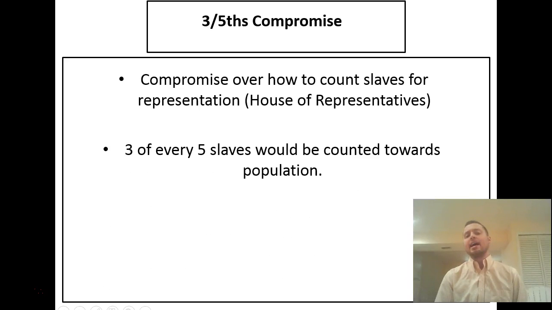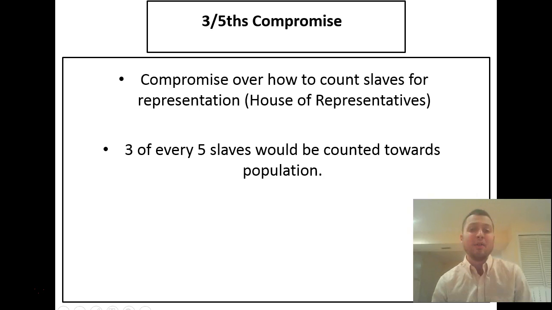Cool? Three of every five slaves would be counted towards the population. That's why it's called the 3/5 compromise. So if you got five slaves, you count three. You got ten slaves, you count six. Same thing. Three-fifths of the population would be counted.